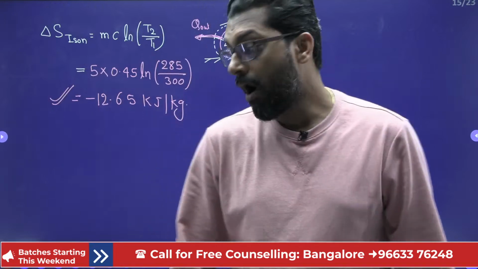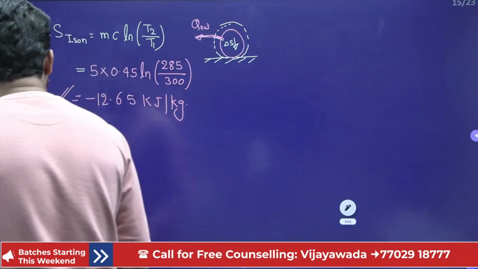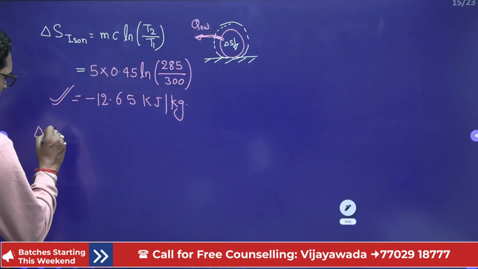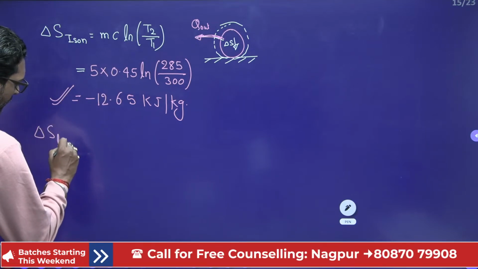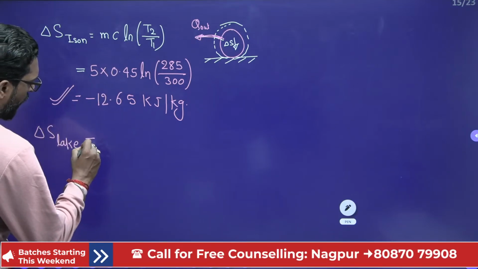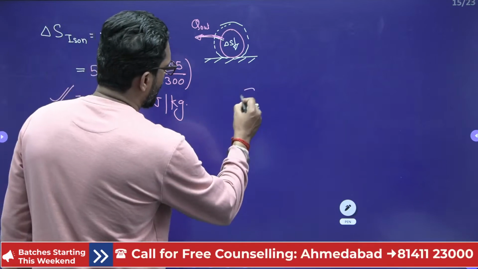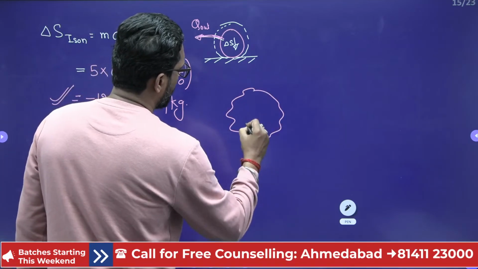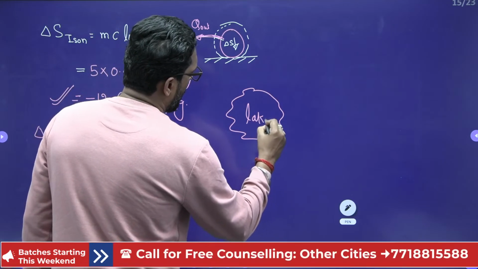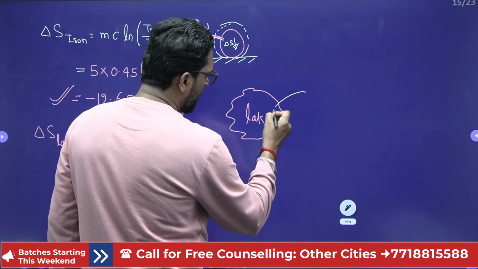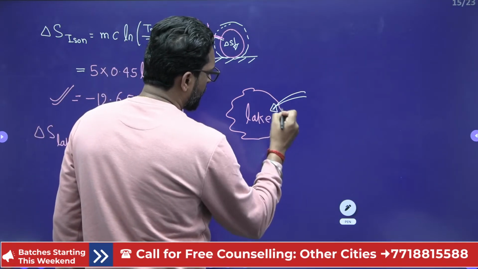Now how do we find the change in entropy of the lake? Delta S of the lake, and the lake acts as a reservoir. That means this is your reservoir of the lake, and it takes heat.